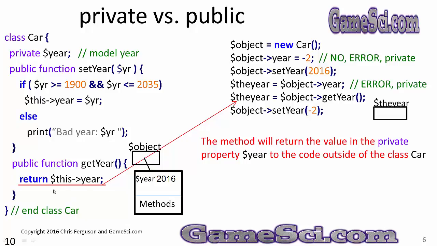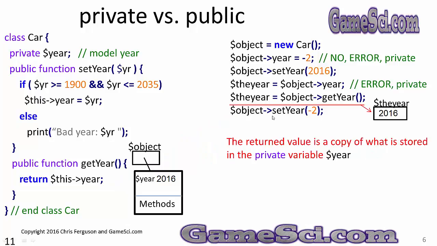Again, I'm inside the class over here. I have access to the private variable. The 2016, I'll return it, and I'll return a copy of 2016 to the user. When it returns the value in the private property $year to the code outside the class car, then we can assign the 2016 that was sent back to the year variable.